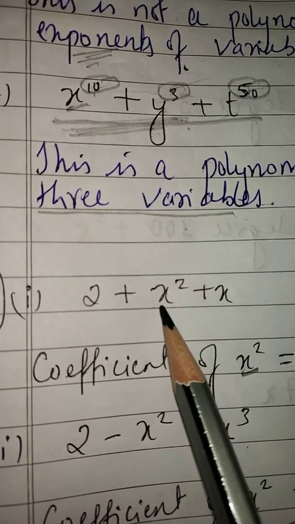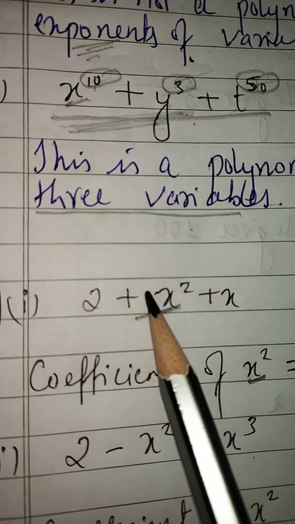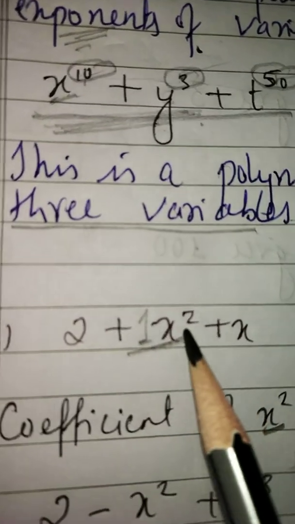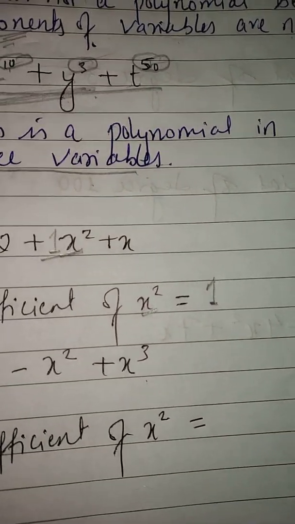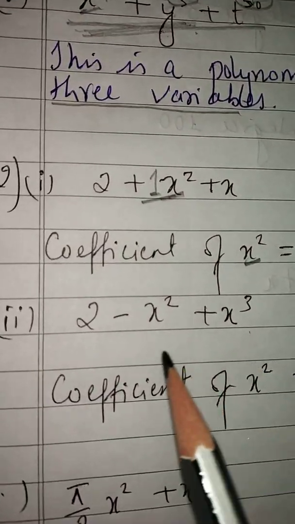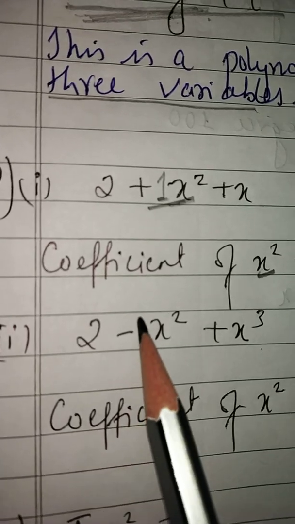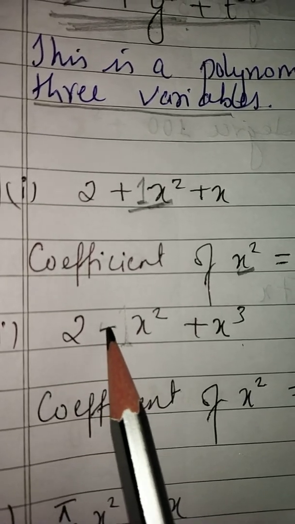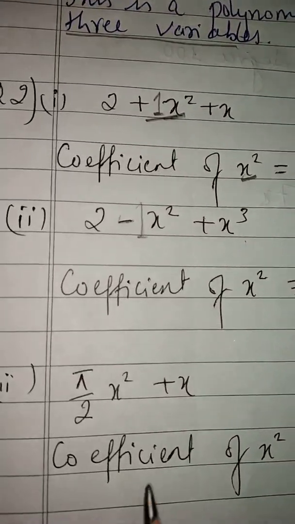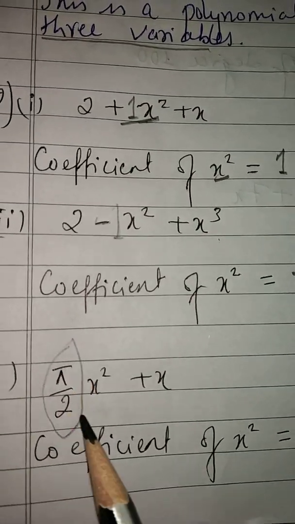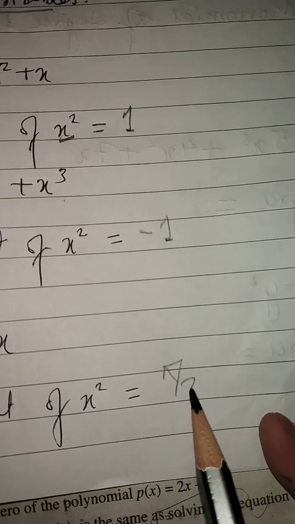So where is x square here? This is x square. And what is the number before x square? 1. No number means 1. So the coefficient of x square becomes 1. What will be the coefficient of x square in this case? This will be 1, but the minus sign is here, so we need to write minus 1. What is the coefficient of x square here? Before x square, this is pi by 2.